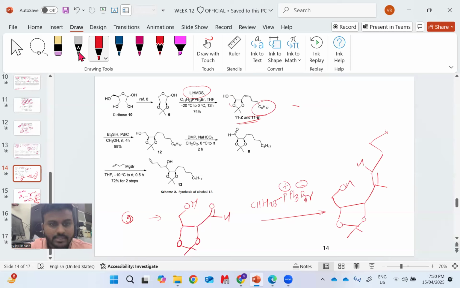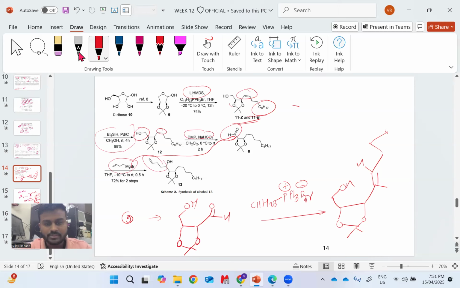And further, upon reaction with the palladium on carbon and triethylsilyl hydrogen in methanol, it gives the reduction of this double bond. So they have reduced this double bond also, and further added the DMP. That's obviously this hydroxy group getting oxidized to the corresponding aldehyde. And then again here you can see the methyl magnesium bromide, that is the reagent, which obviously attacks with this negative charge on the aldehyde, and this forms again the alcohol.